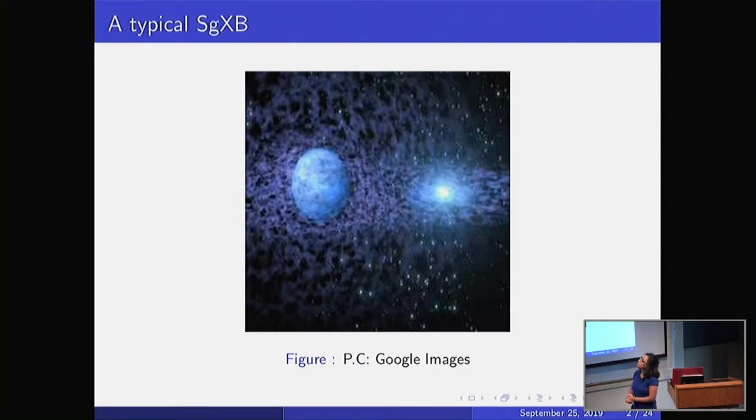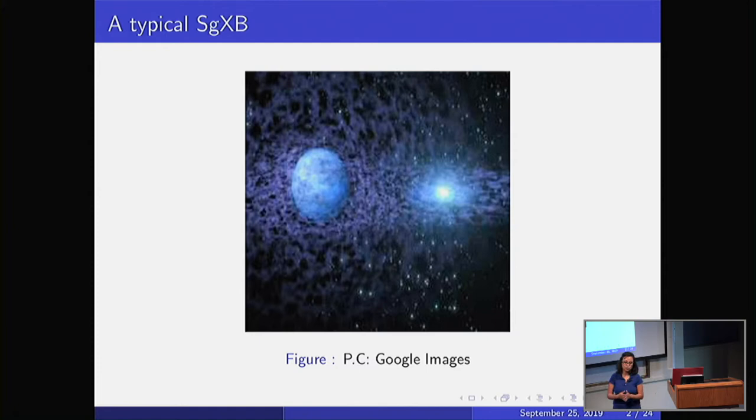So a supergiant X-ray binary is a binary system in which one of them is a bigger companion star. It's mostly an O star or a B star, which has around 10 solar masses. Typically, the mass is huge. They're very massive. And it is in a binary system with a compact object. The compact object I'm talking about today is mostly a neutron star, and they are orbiting each other.